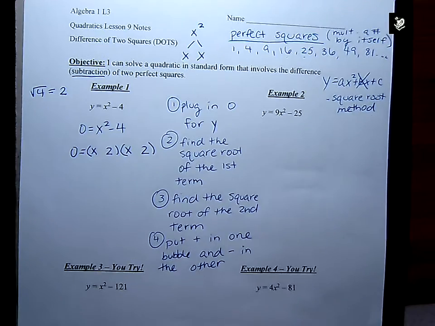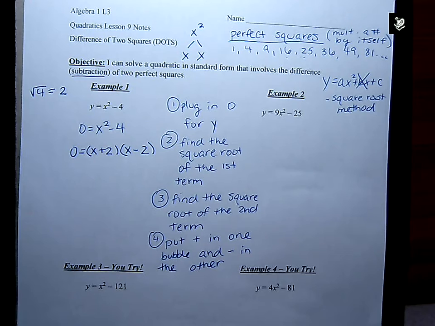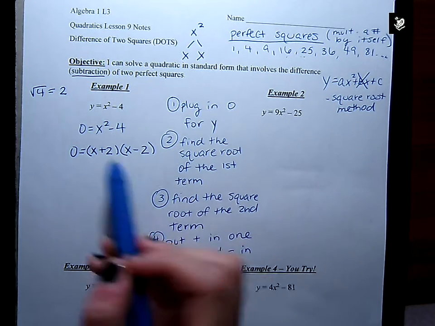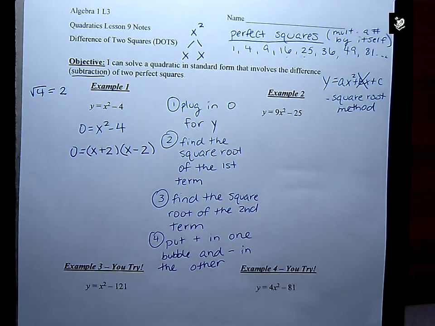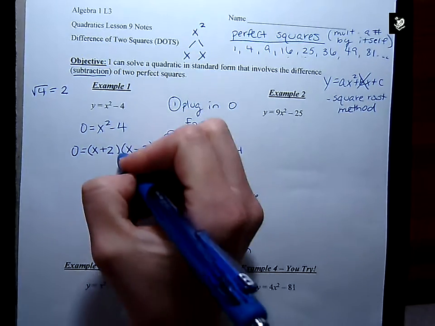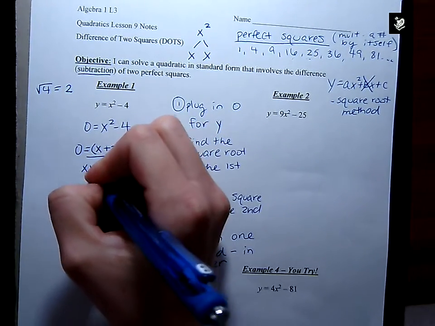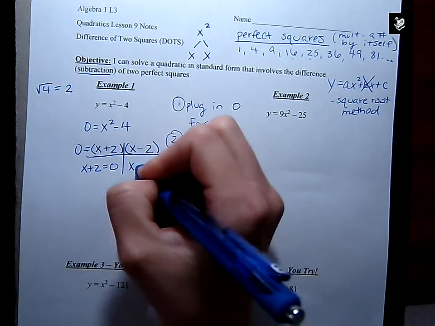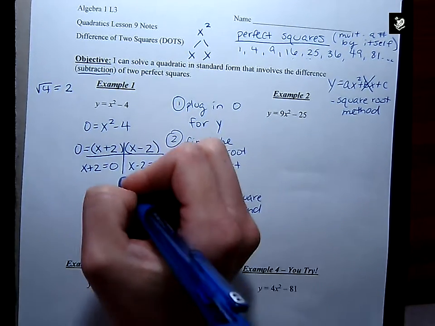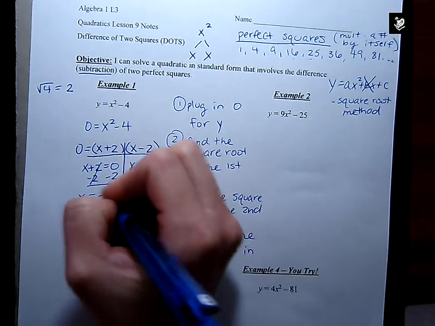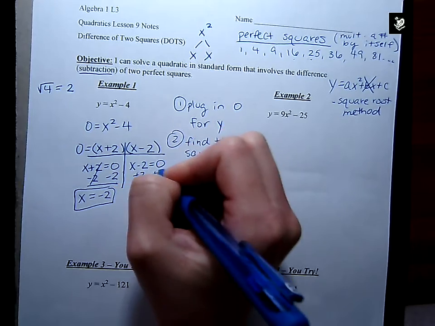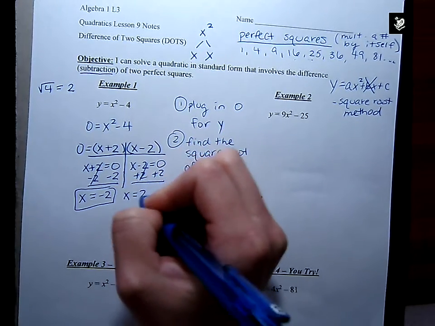Step 4, we're going to put plus into one bubble and minus into the other. Okay, so whenever you are factoring difference of two squares, DOTS, the two bubbles are always going to look the same. One's going to be positive and one's going to be negative. So now step 5 is just to use the zero product property to solve. So set x plus 2 equal to 0. Set x minus 2 equal to 0. We're going to subtract 2 to get our first x, which is negative 2. And we are going to add 2 to our second one to get our second x, which is positive 2.